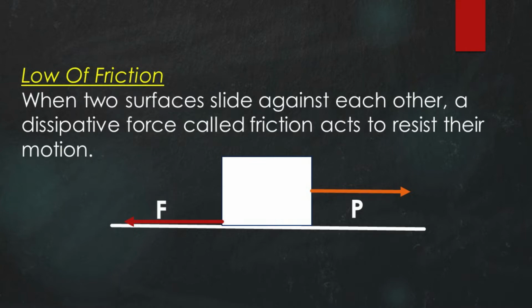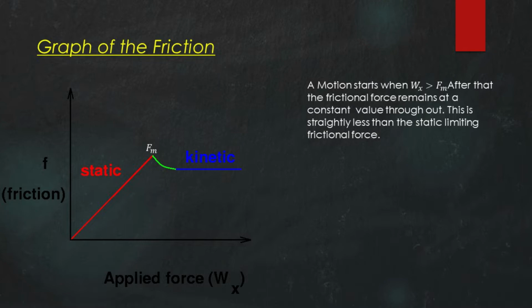Next we'll see the graph of friction. Here you can see the graph of friction. The horizontal axis indicates the applied force, W, and the vertical axis indicates the friction. What happens if you increase the value of the applied force? The friction force also increases. But there is a special value, known as Fm, the friction value.